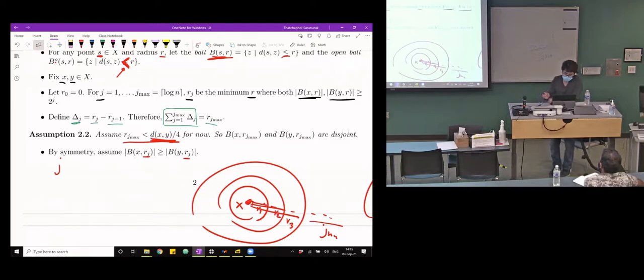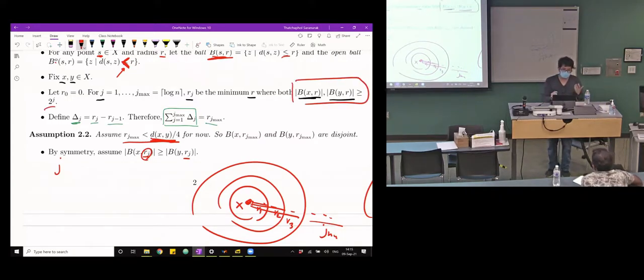All right. So I look at r_j, and r_j is defined to be the first radius, the minimum radius such that both balls are bigger than 2 to the j. So let's assume that the ball around y is the smaller one, of size 2 to the j.